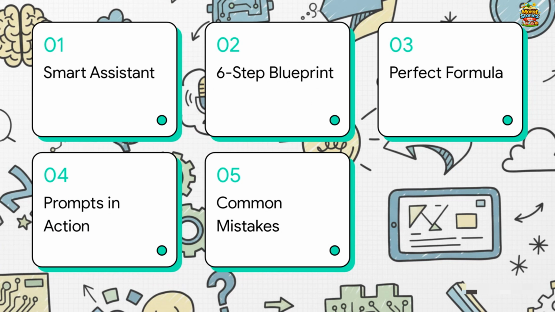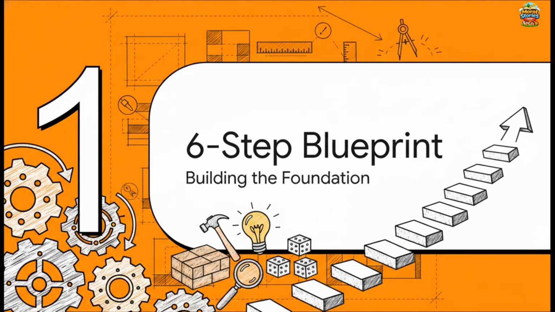So here is our roadmap for today. We're covering 1. The Smart Assistant, 2. The 6-step blueprint, 3. The perfect prompt formula, 4. Prompts in action, and finally, 5. Common prompting mistakes.